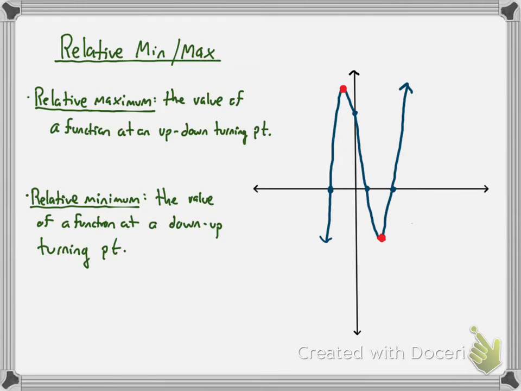So again, we call them relative max, relative min for these types of problems. You find them the same exact way as you would a maximum or minimum in your graphing calculator by doing the upper and lower bound. So it's essentially the same thing, but with a little difference.